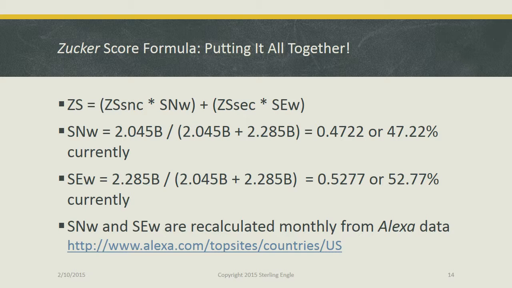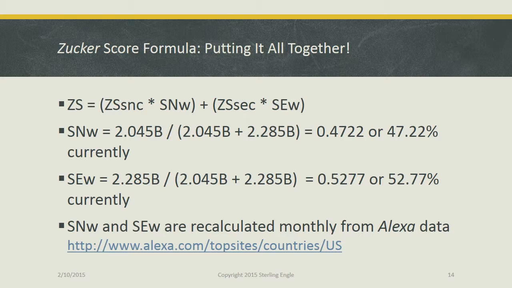Now finally we can put everything together and calculate a Zucker score. It's simply the social networking sub-score times its relative weight plus the search engine sub-score times its relative weight. These are the current relative weights. For February 2015, these category weightings are recalculated from the monthly Alexa data. The Zucker score model is designed to adapt to the future. New engagement site categories may appear, like massive virtual reality environments, popular sites that run totally on intelligent agents, or whatever we can't conceive of yet.